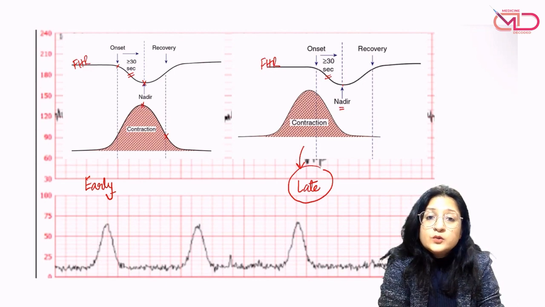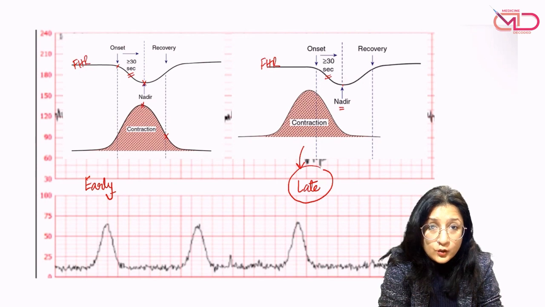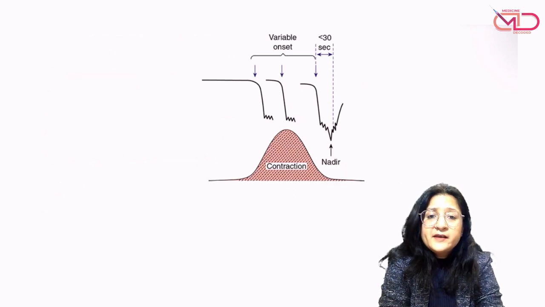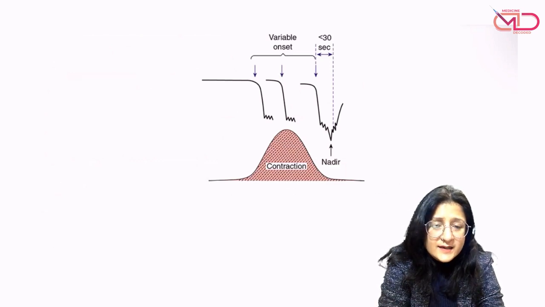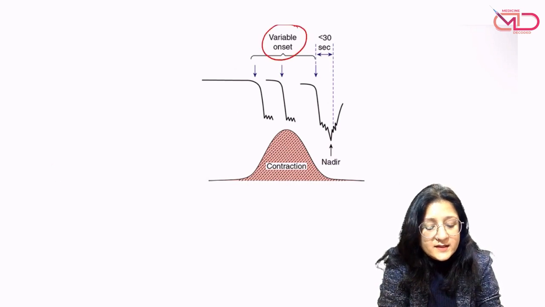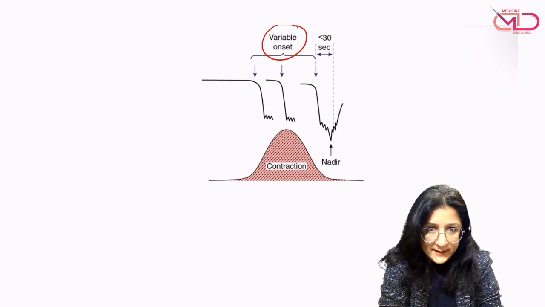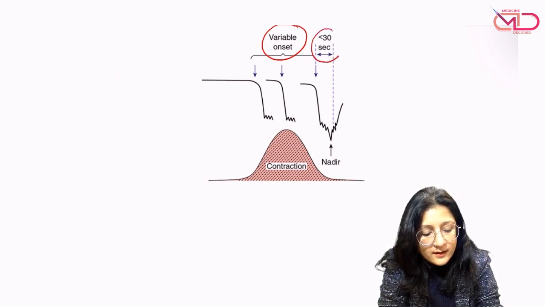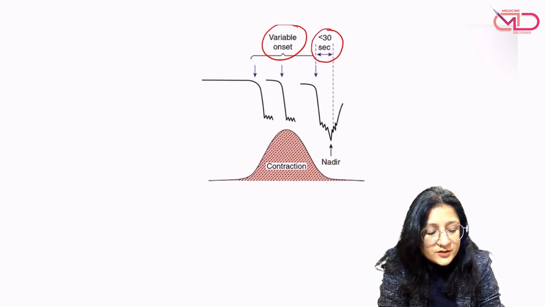Now, we had the fourth option of followed by accelerations or not. So let's have a look at the third type of deceleration also, which is the variable deceleration. A variable deceleration has variable onset, first of all, right? That means it can come with contraction, after contraction, before contraction, anytime. So variable onset, and very rapidly it reaches the nadir.